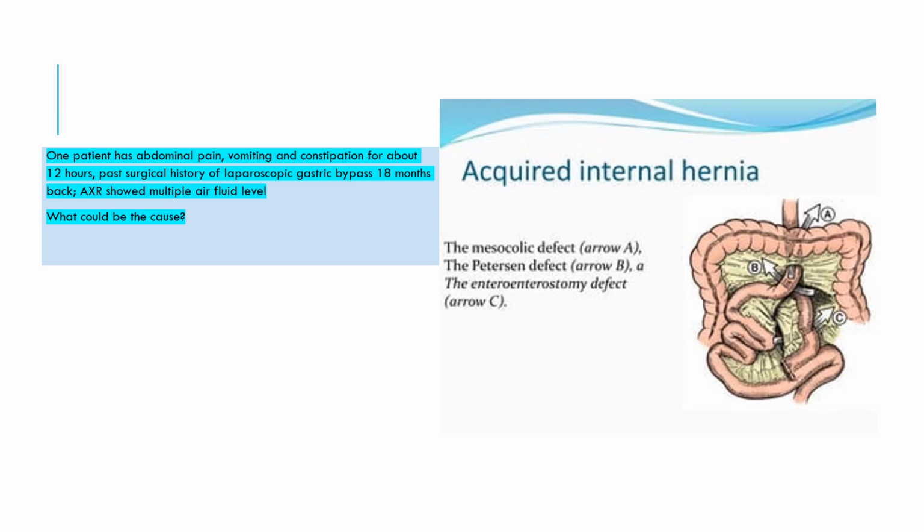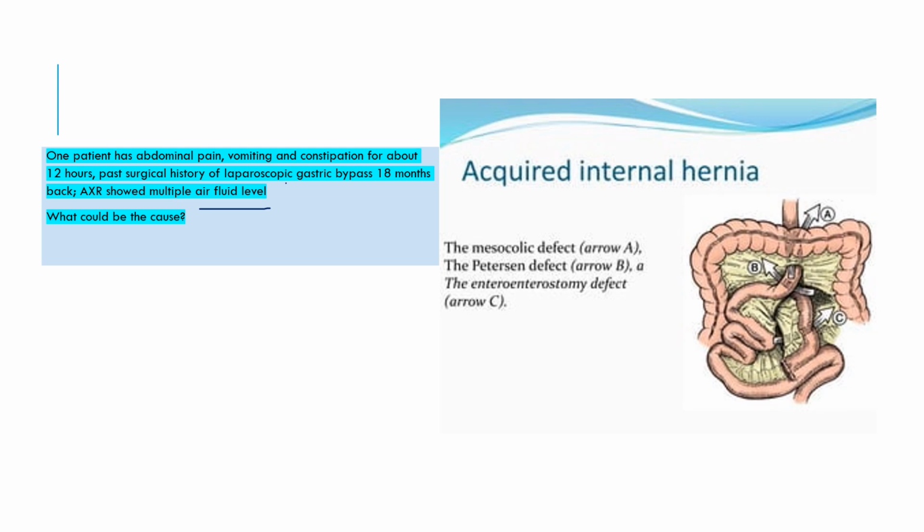Here is one question. One patient has abdominal pain, vomiting and constipation for about the past 12 hours. Past surgical history of laparoscopic gastric bypass 18 months back. Chest X-ray, abdominal X-ray showing multiple air fluid levels. So there is some kind of an obstruction. There is vomiting, there is constipation, there is pain.